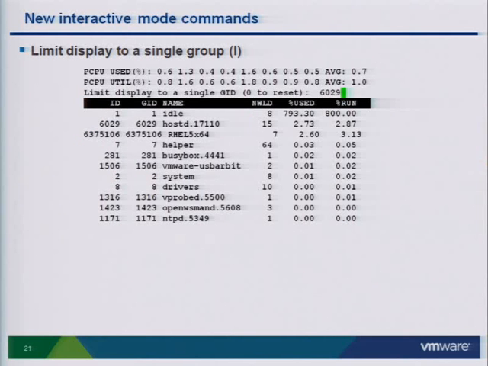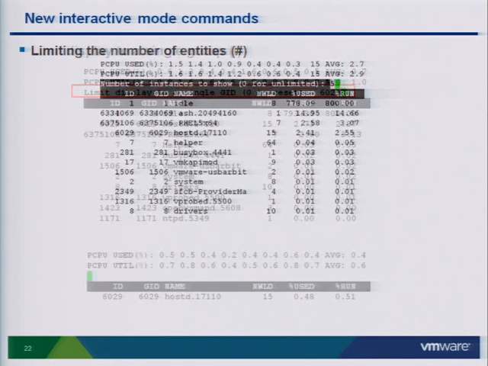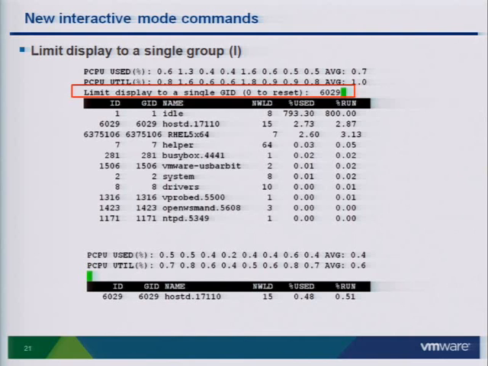The first thing we did is, what if I want to narrow down my statistics collection? If you have a host with 100 VMs, I don't want to look at statistics of all of them. If I'm focusing on one particular VM, I want everything else to disappear in ESXTOP. You can do that by pressing the L key, and you can specify the group ID, 6029. This group ID can be a VM's group ID, or it could be something else which is running on the ESX host. In this case, I've chosen the host agent's group ID, 6029. And now everything disappears, and only that group gets displayed. This will be very useful when you are focusing on a particular VM. You don't want the other clutter.